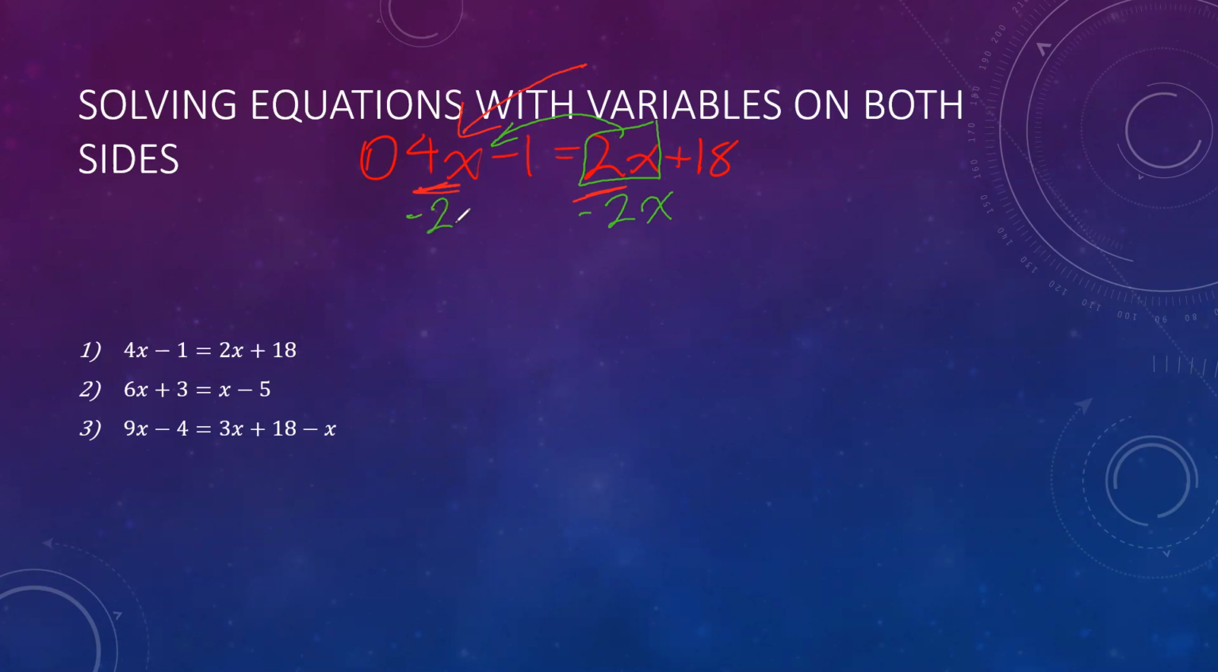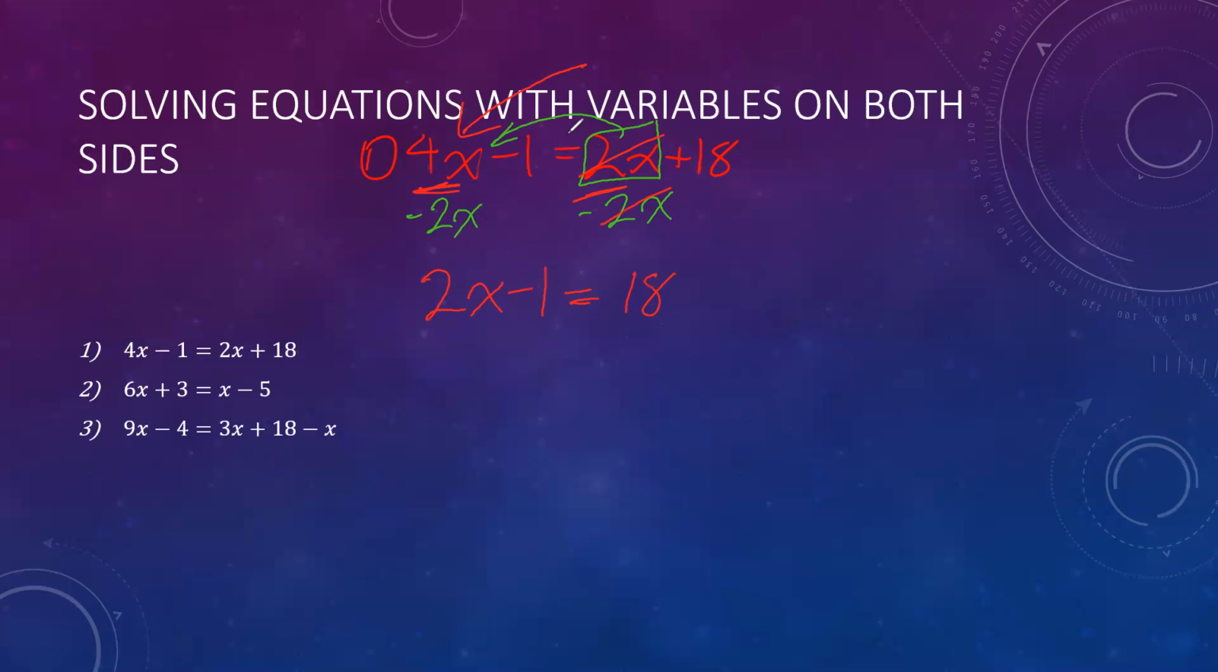And when I do this, I end up with 4x minus 2x on the left side. And this gives me 4x minus 2x, which is 2x, minus 1. And of course these cancel out on the right-hand side, and I end up with 2x minus 1 is equal to 18. And again, where is the 2x on the right-hand side? Well, we subtracted it off when we moved it over to the left-hand side there. So now I end up with 2x minus 1 is equal to 18.